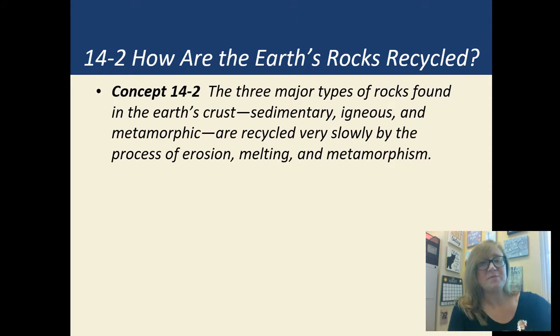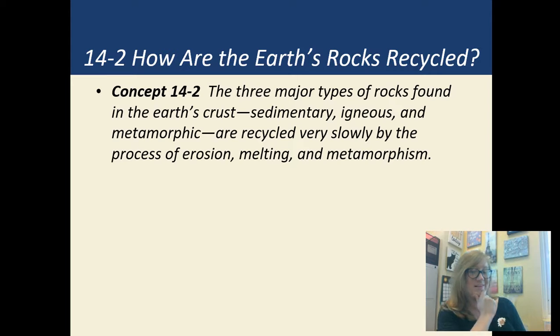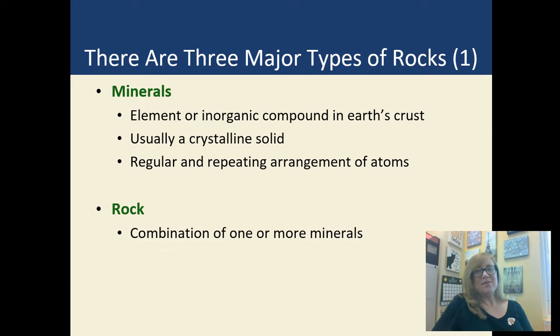So there's three major types of rock: igneous, sedimentary, metamorphic. They're recycled very slowly. And how does this happen? They get weathered and eroded away. They can get melted, and they can get changed, like squeezed and heated through metamorphism. I wonder what type of rock that is. We're going to find out. Okay, so the three main, we'll get to that. But let's talk about rocks and minerals.